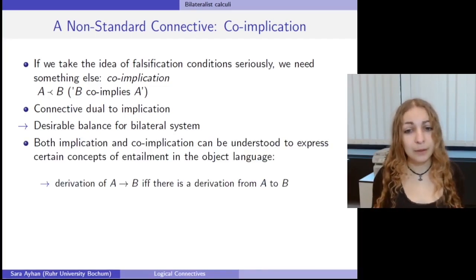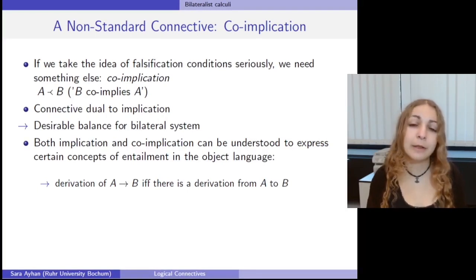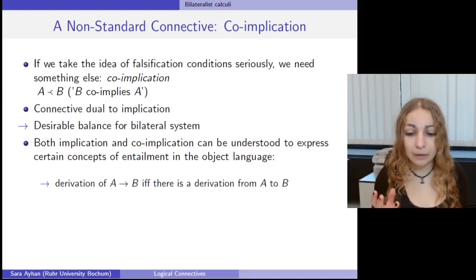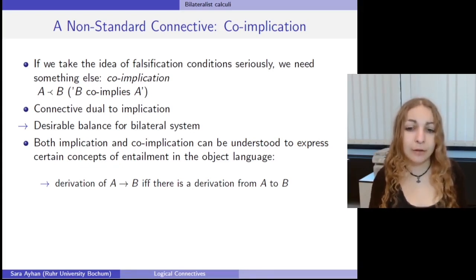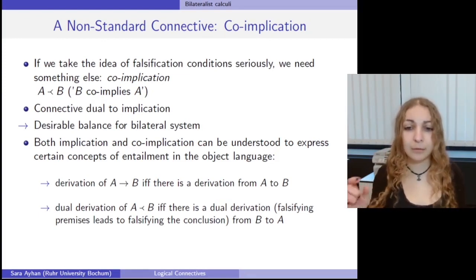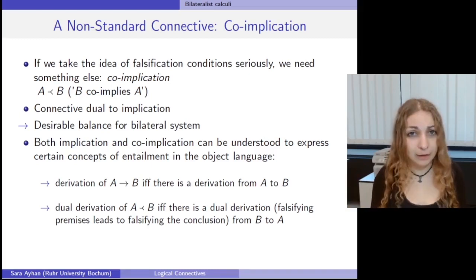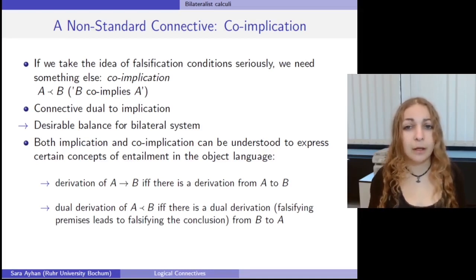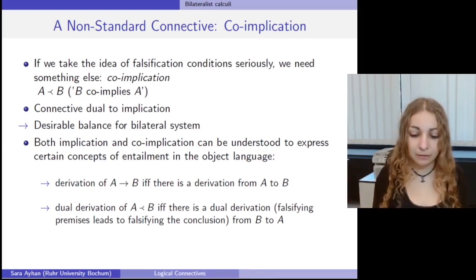So, as we can see, both implication and co-implication can be understood to express certain concepts of entailment in the object language. Just as we get a derivation of A implies B if and only if there is a derivation from A to B. So in this case, the implication is a manifestation of our concept of entailment in the object language. Just like this, we get a dual derivation of, we read this the other way around, B co-implies A, if and only if there is a dual derivation, so falsifying premises leads to falsifying the conclusion from B to A. So again, if we say we have these two concepts of entailment, then with co-implication we also have means to express this in our object language.